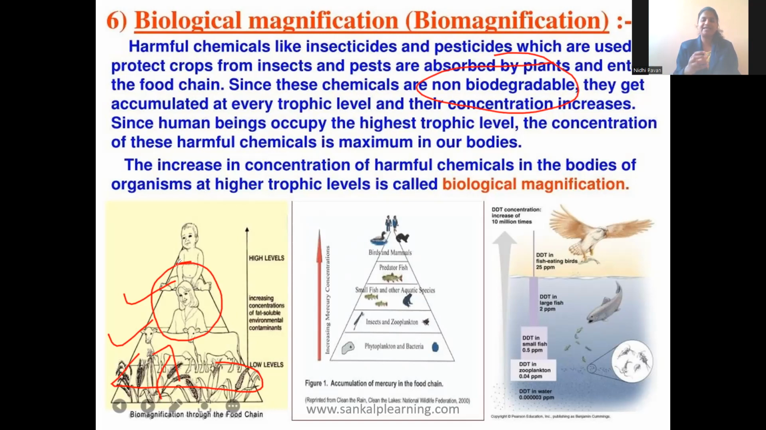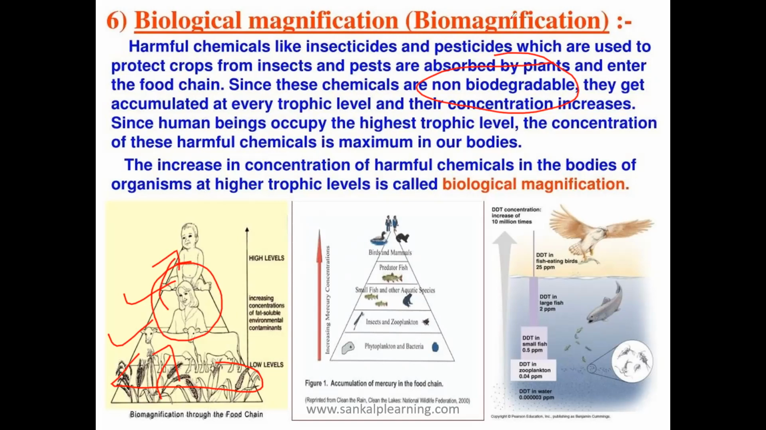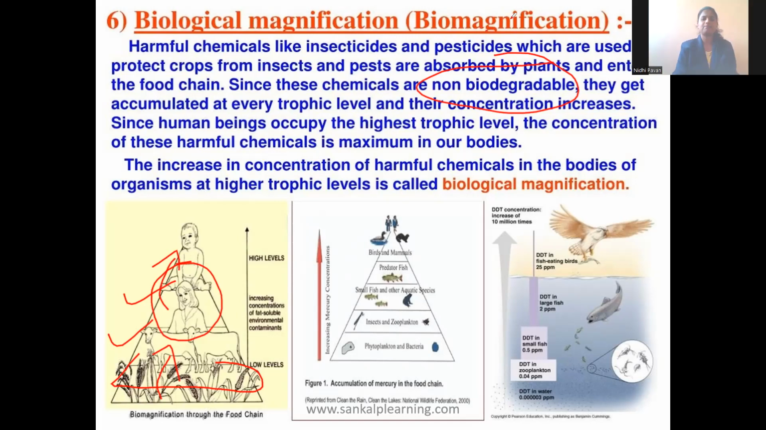The mother will feed the baby with the milk, and the chemical will transfer to the baby. Like this, there will be a transfer of chemicals from one trophic level to another trophic level, from one step to another step. So here, what happens is the chemicals will be transferred from one trophic level to another trophic level.